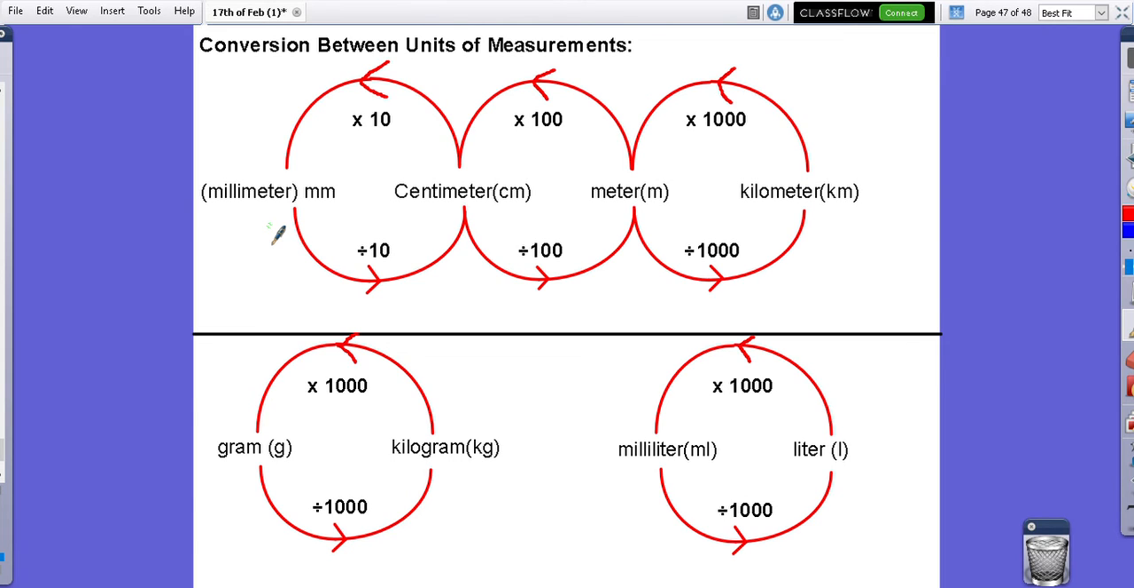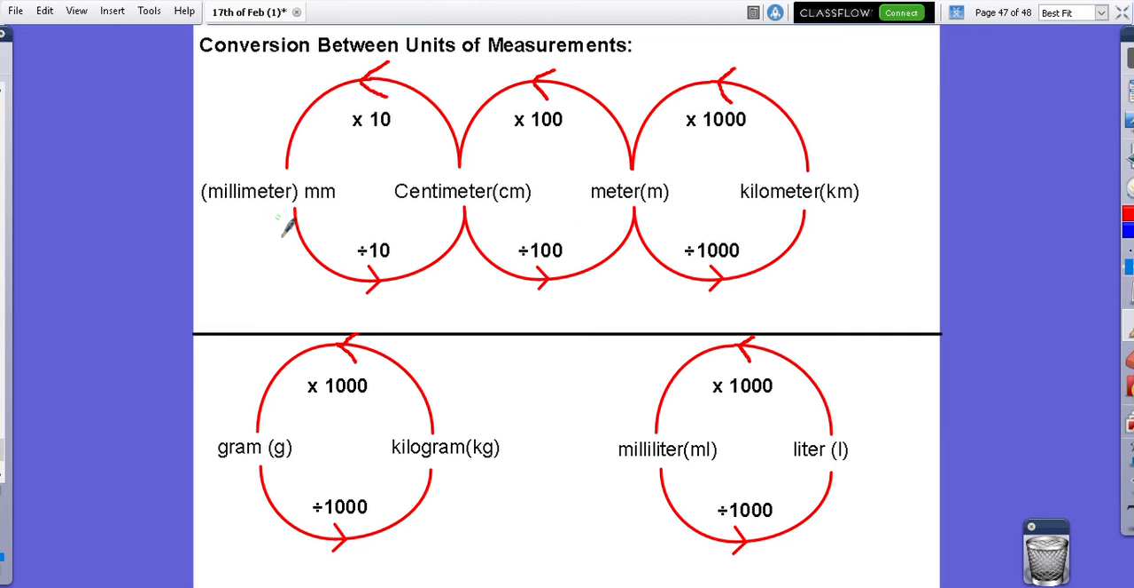All right, to remember this, we start from left to right with the smallest unit of measurement. This is about the length or the distance. The smallest one is millimeter, after it comes centimeters, after it meters, and at the end kilometer. So you need to memorize how to draw this.